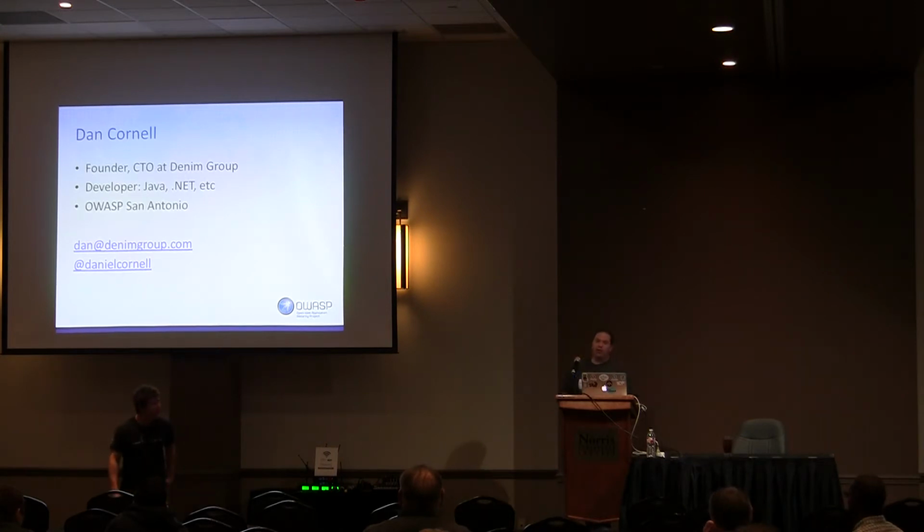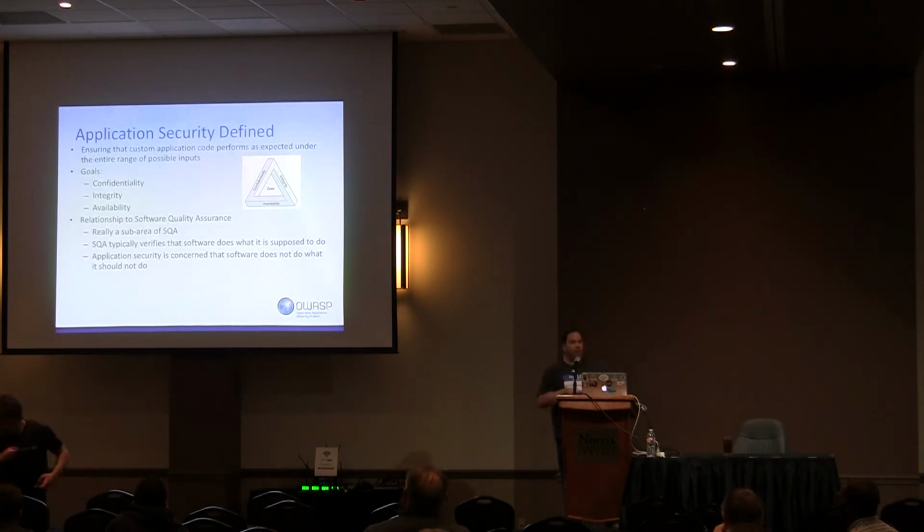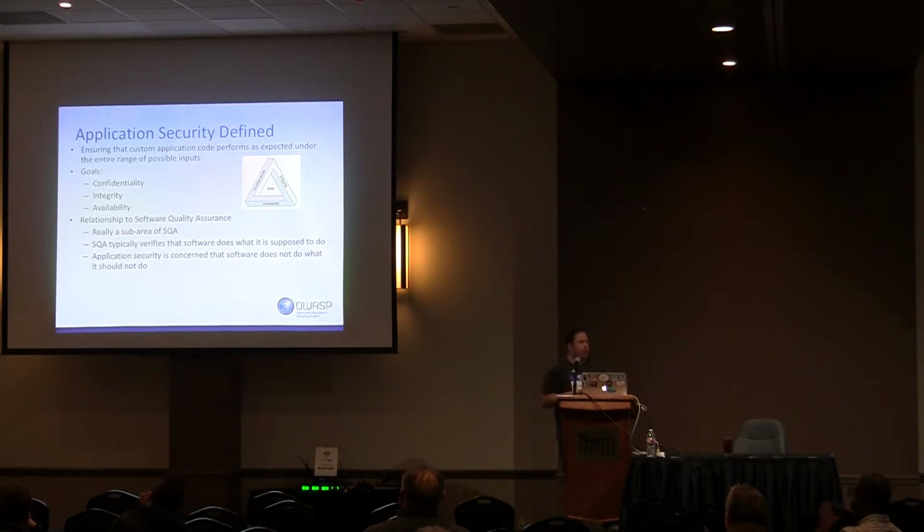All right, so let's get into it. Application security. There we go. Application security is basically ensuring that a custom application performs as expected under the entire range of possible inputs. And our goals are what they call CIA: confidentiality, integrity, and availability. That little picture right there is the CIA triad, right? Everything kind of wraps around our data. There's a direct relationship to software quality assurance. So if you have a software QA organization, application security is really just a subset of SQA.